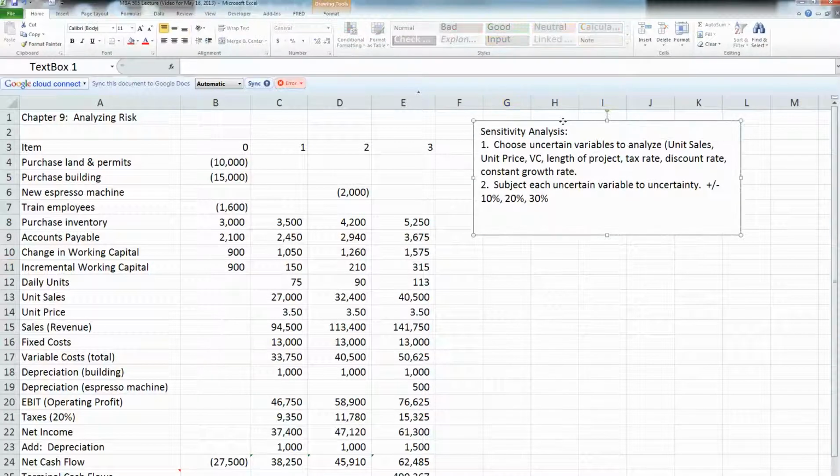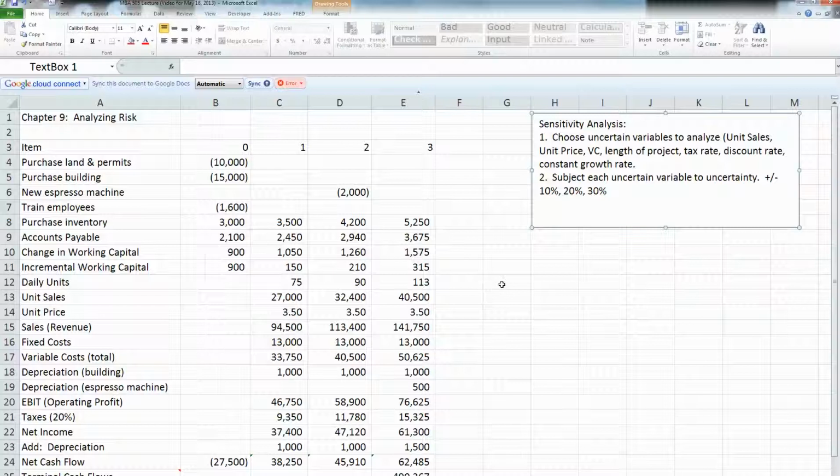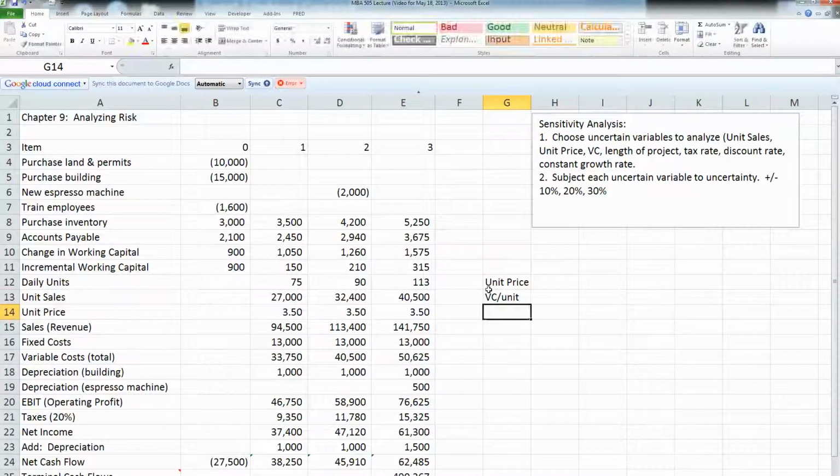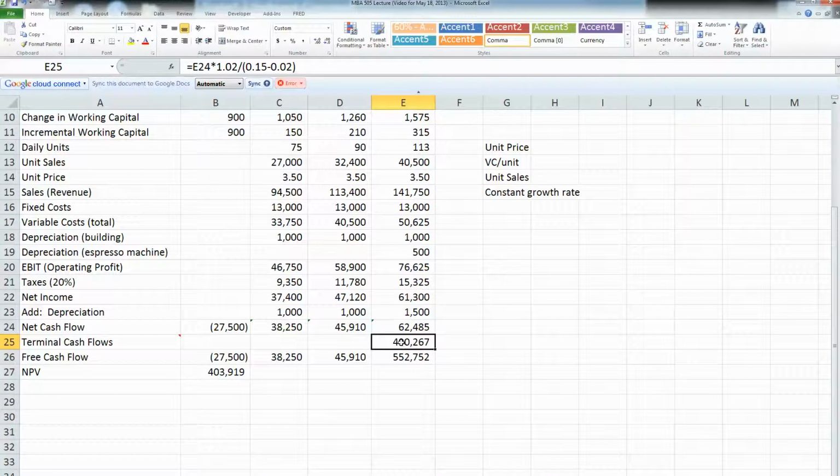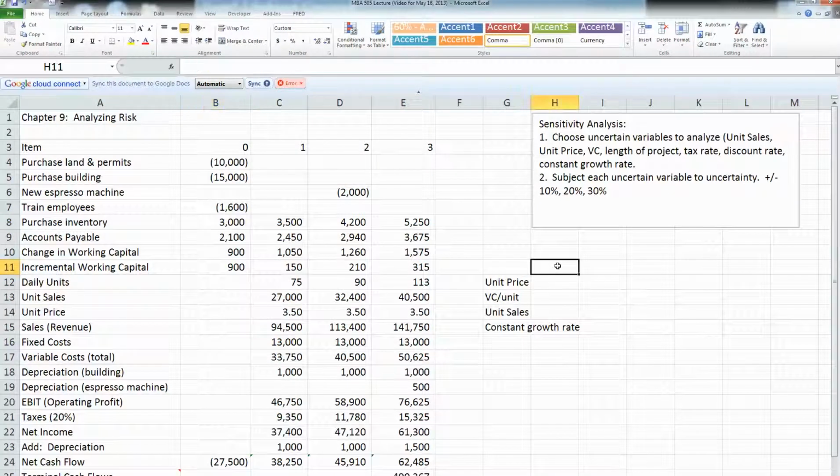So I'm just going to choose some of the uncertain variables. I'm not going to do them all. I'll do unit price, variable costs per unit, and unit sales. And then I'll also do that constant growth rate, because this terminal value is so high that it has a huge influence on that NPV, so I'm just curious to see what will happen.